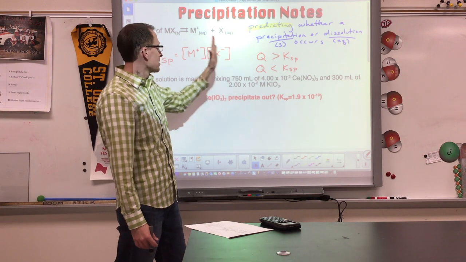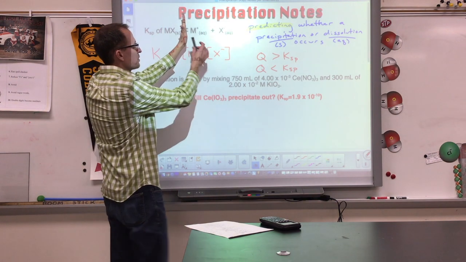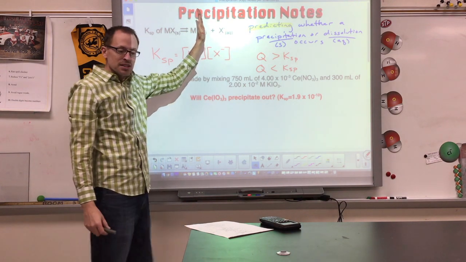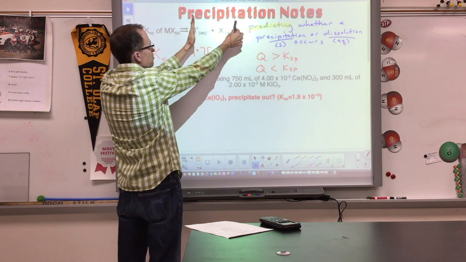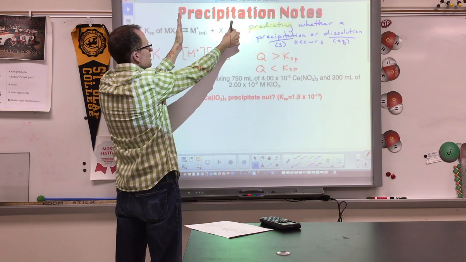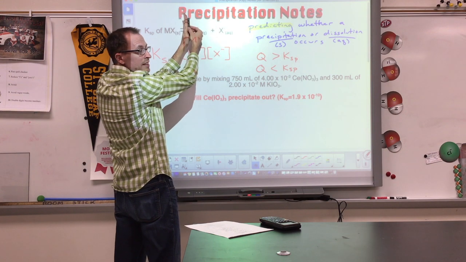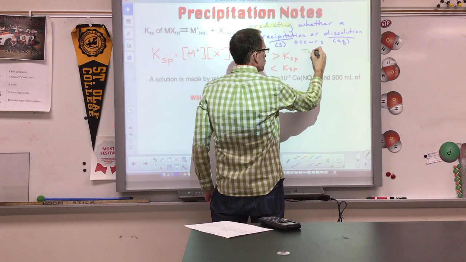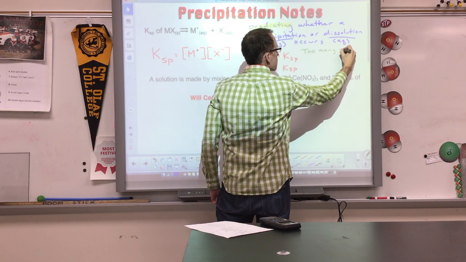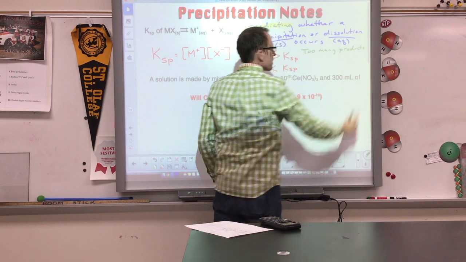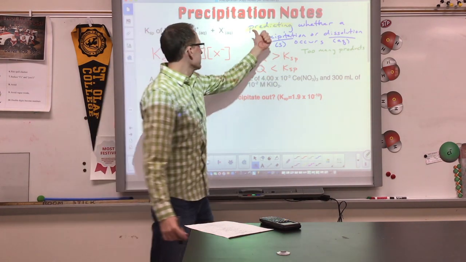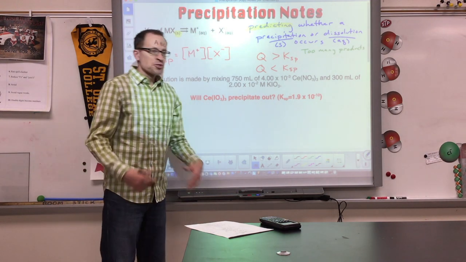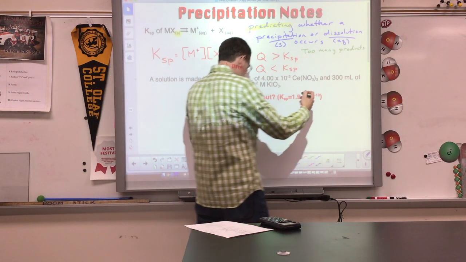We talk about Q versus Ksp. If my Q is greater than my K, regardless of where my K is, my Q has to come back to my K. So that means I'm too far this way. I have too many products, so it needs to drive back this way. And what am I going to make? I'm going to create more solid. So precipitation occurs.